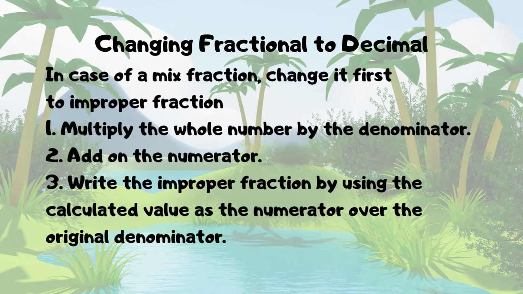number 2. In case of a mixed fraction, change it first to an improper fraction. Step 1. Multiply the whole number by the denominator. Step 2. Add on the numerator. Step 3. Write the improper fraction by using the calculated value as the numerator over the original denominator.